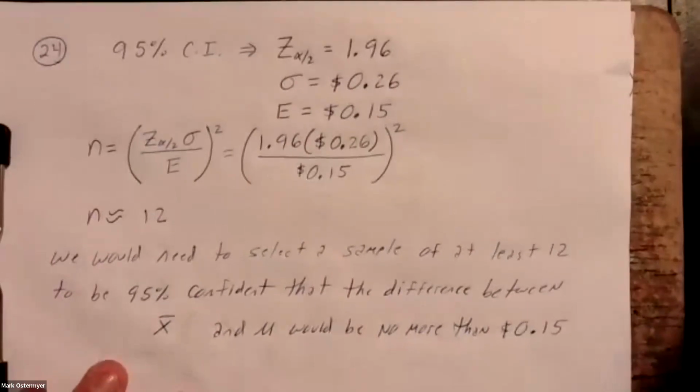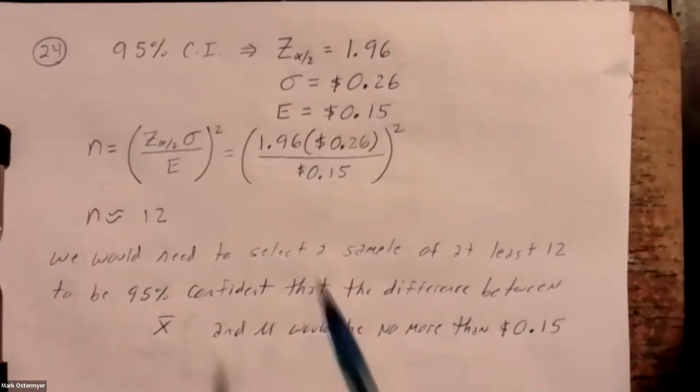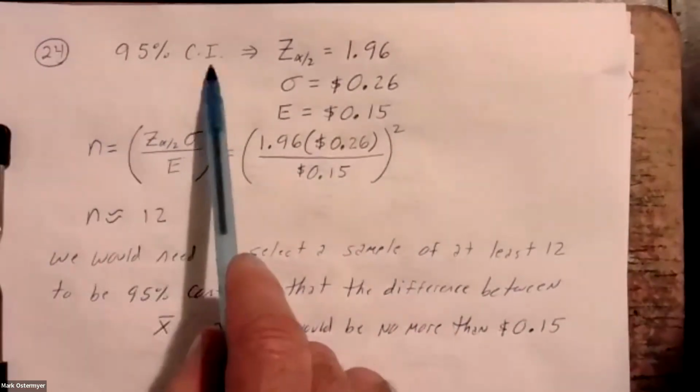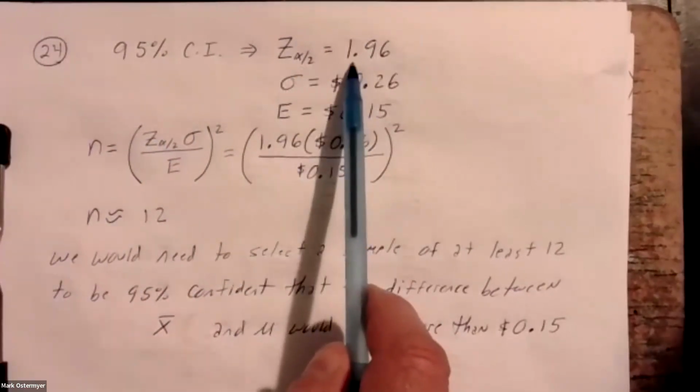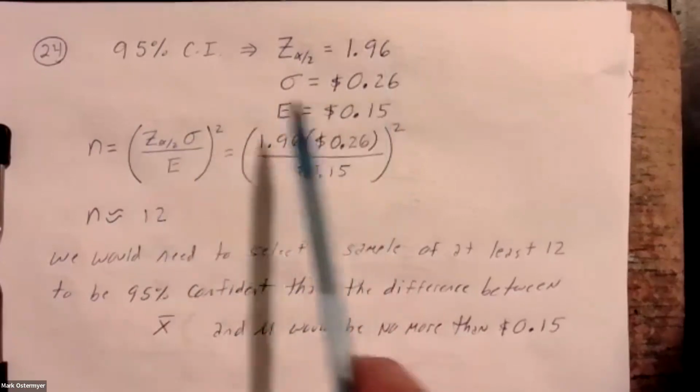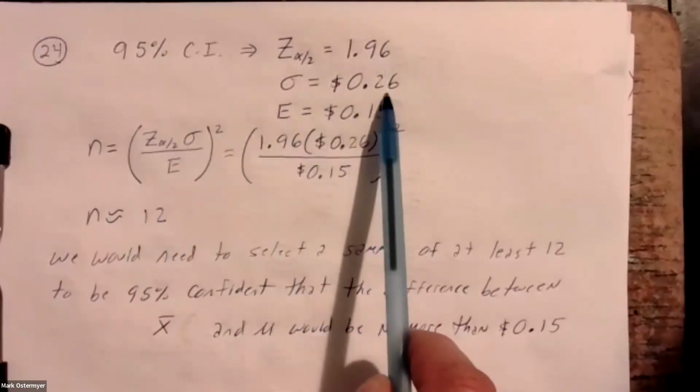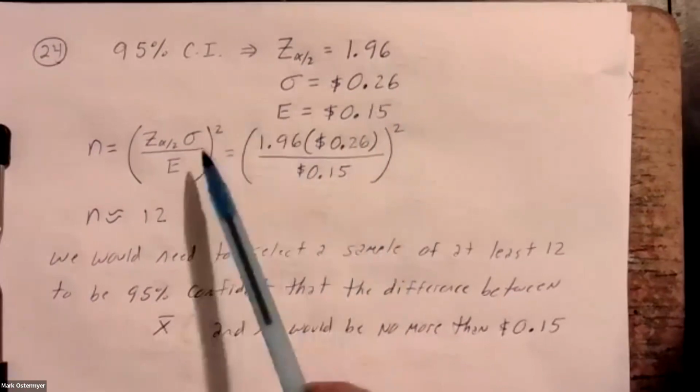Okay, so there we go. We want to use a level of confidence of 95% in computing the sample size. Therefore, our critical Z value will be 1.96. Our standard deviation is known to be 26 cents.